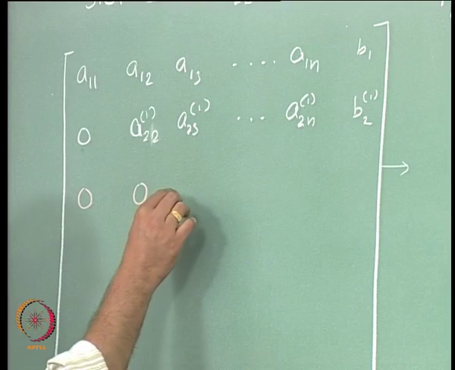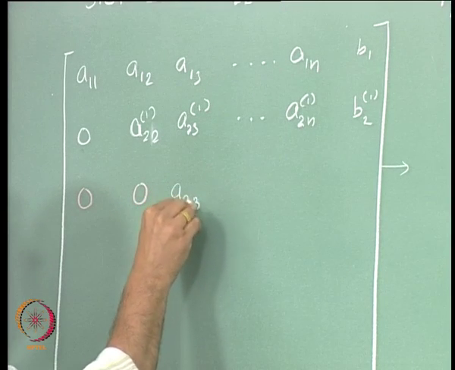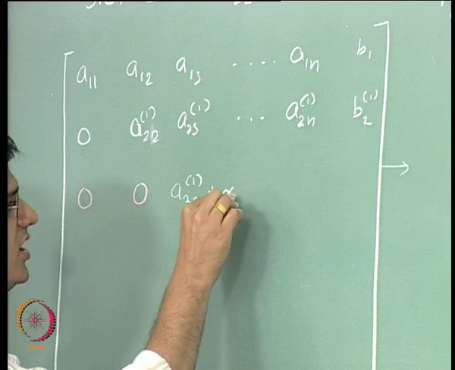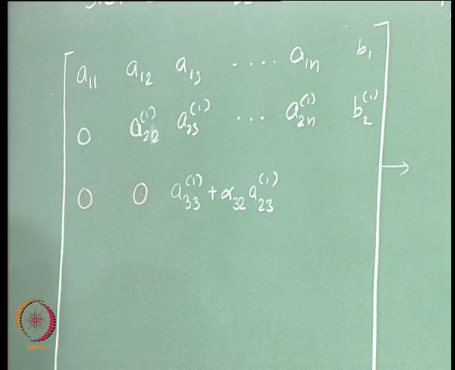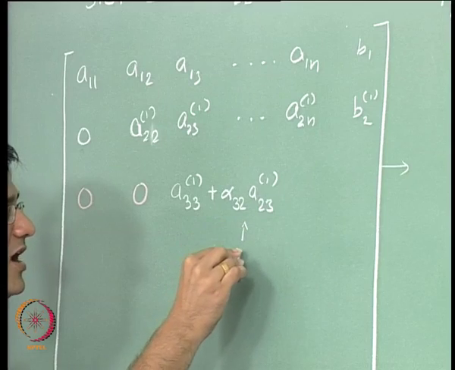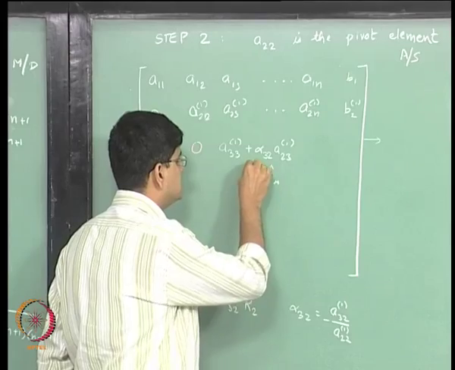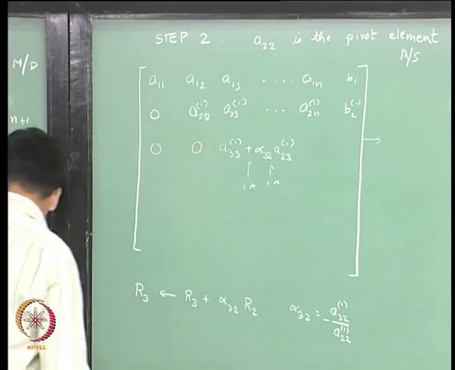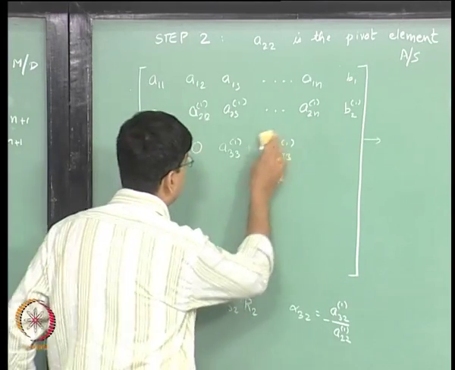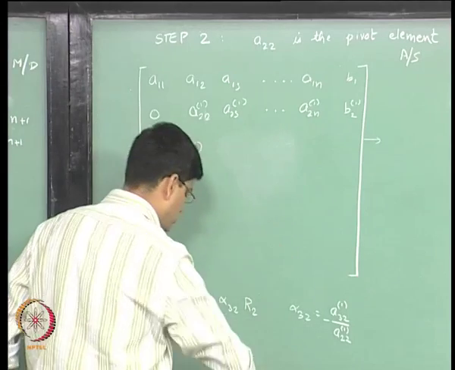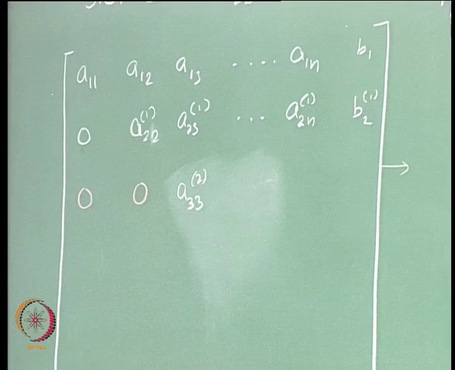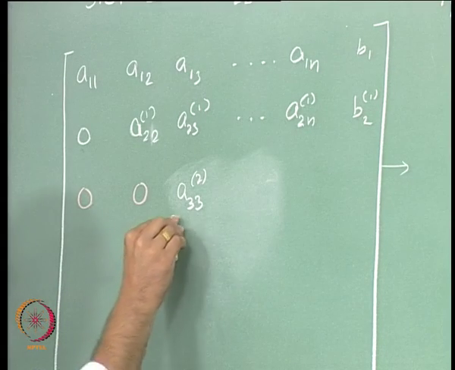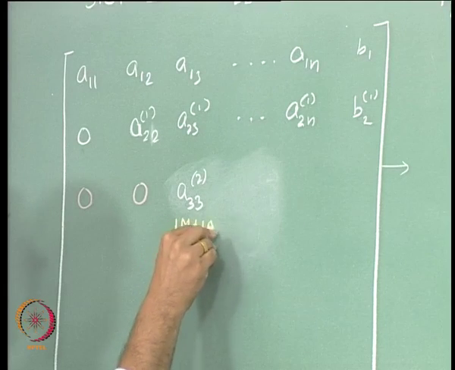Okay. This A33 is going to be equal to A331 plus alpha 32 multiplied by A231. So in the same manner as we have been doing before, this is how the computation goes, and this will have one multiplication step, one addition step. As a result of one multiplication and one addition step, we will get this value as A332.